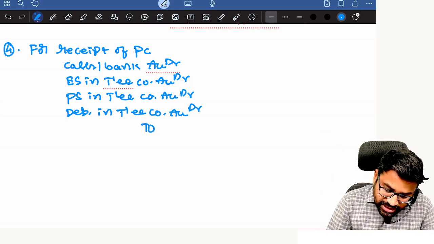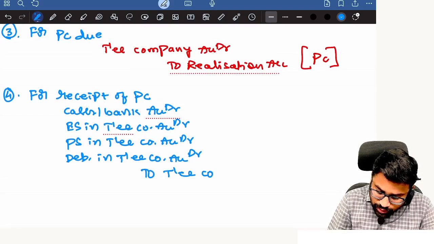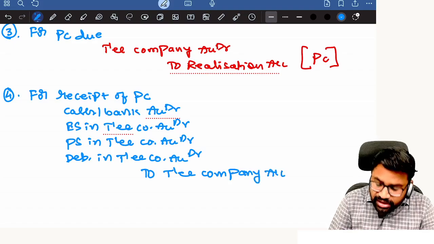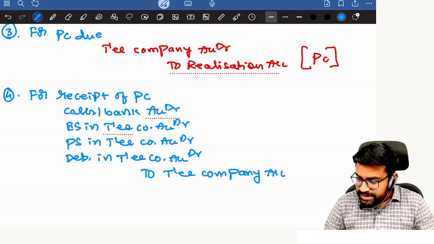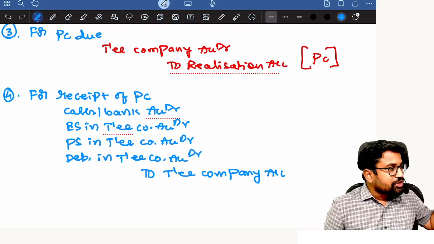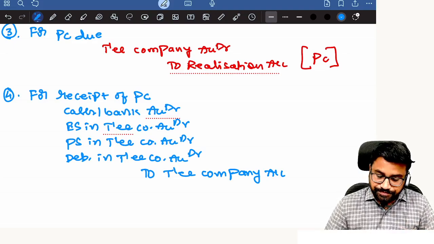When we receive PC, obviously the transferee company account will be closed. So in entry number 3, we have opened the transferee company account, na. Now that account you need to close. Receipt of PC: we received PC. PC due entry is the third entry. Next we received the PC.